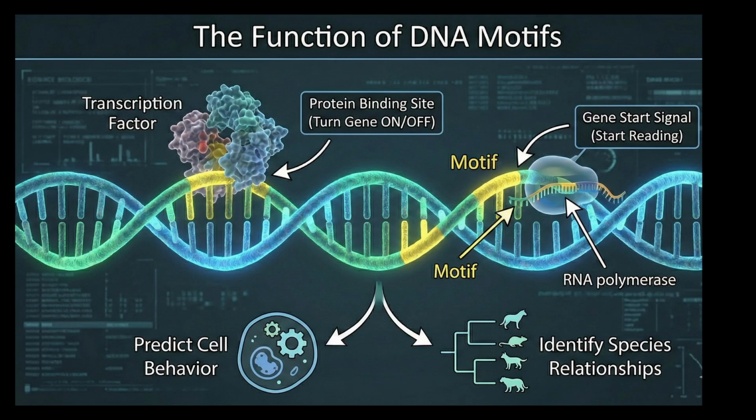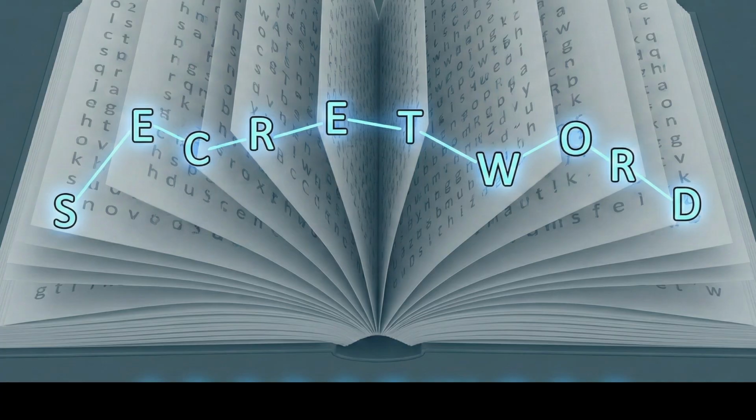So, what is a spliced motif? Imagine trying to find a secret word hidden inside a massive book. The letters of the word aren't right next to each other, they are scattered across different pages. But, and this is key, they still appear in the correct order. In code, we call this a subsequence.